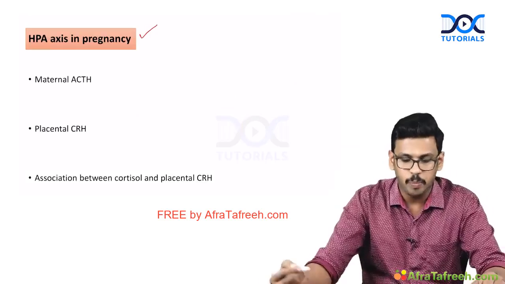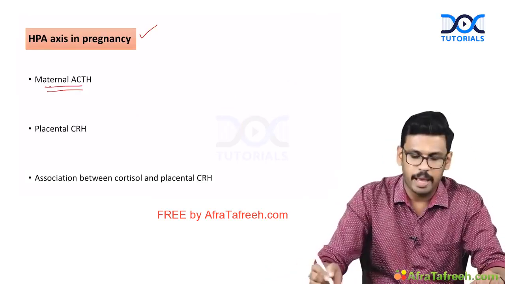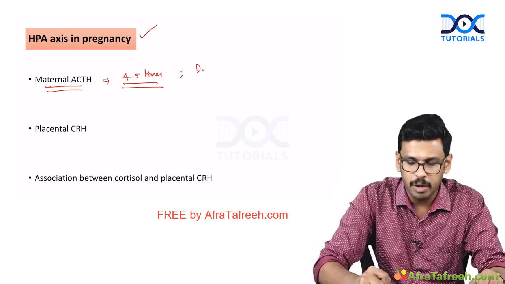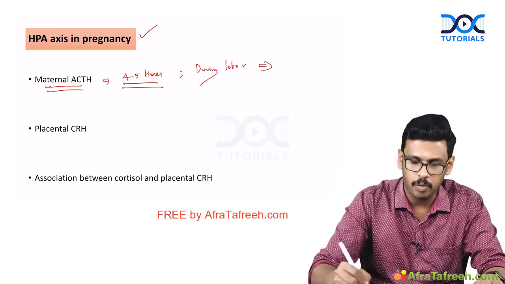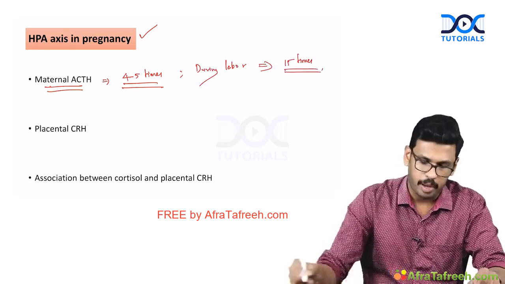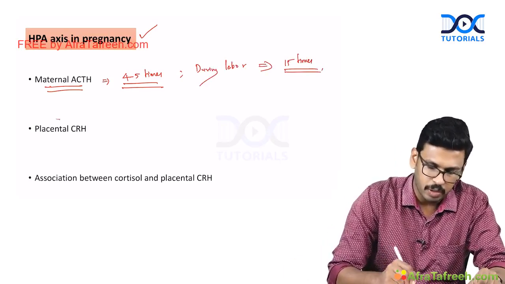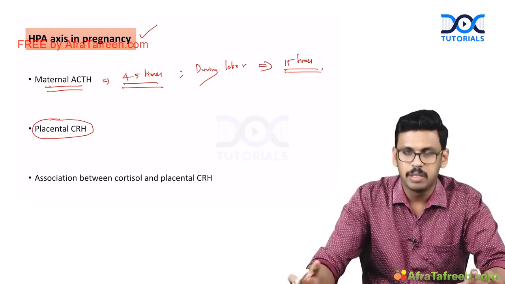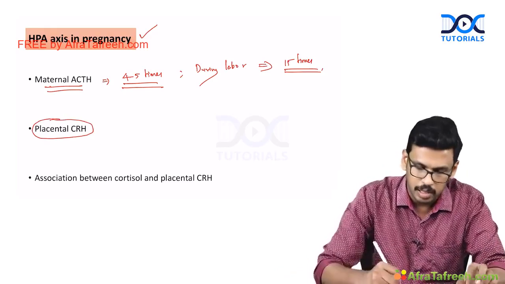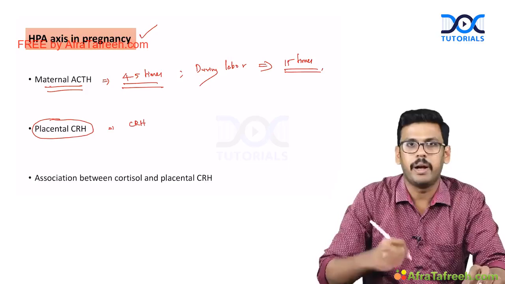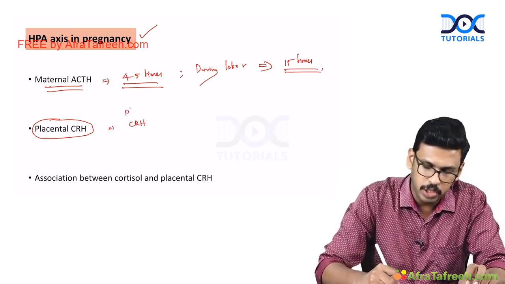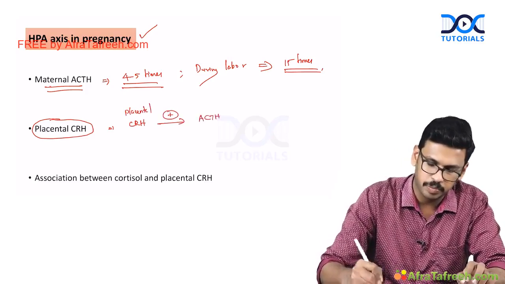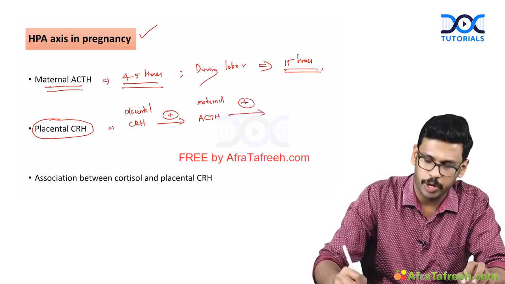Now coming to the changes in the HPA axis in pregnancy, the maternal ACTH increases 4 to 5 times during pregnancy, and during labor it increases around 15 times compared to pre-pregnancy. And there is something called placental CRH. So placental CRH is another important secretory product of the placenta. In addition to maternal CRH, it will stimulate maternal ACTH and it will stimulate cortisol production.